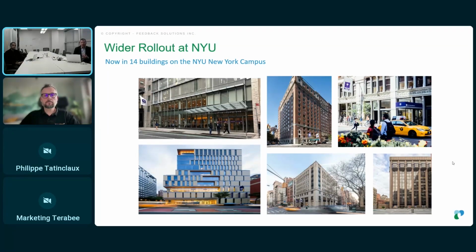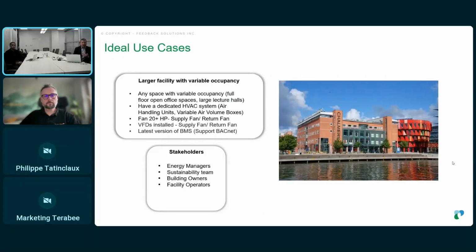Start with one building, and the land and expand opportunity is there once the energy team sees the effectiveness of the technology. And then in terms of a pilot, in terms of a demonstration site, any space with variable occupancy, full floor office space, large lecture halls are very, very easy. They need a dedicated HVAC system, and air handling units or VAV boxes, we call them, variable air volume boxes. Fan horsepower 20 plus is ideal. Variable speed fans installed, that's ideal.